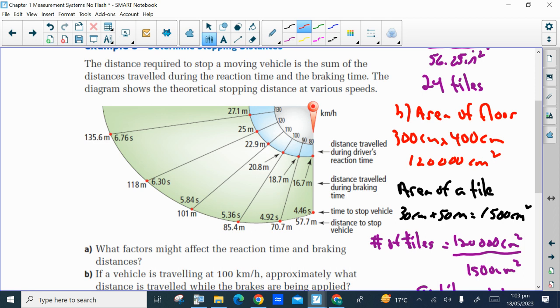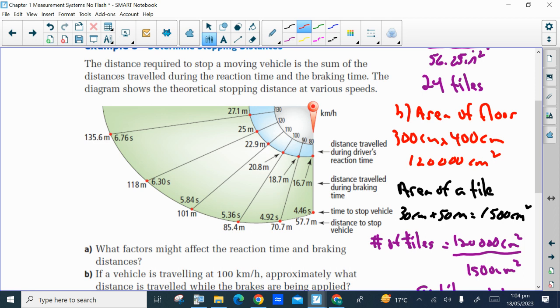So you can see that the speeds are in kilometers per hour. The distance traveled during reaction time is in meters. The distance traveled during braking time is in meters. And so then the total distance to stop is also in meters.